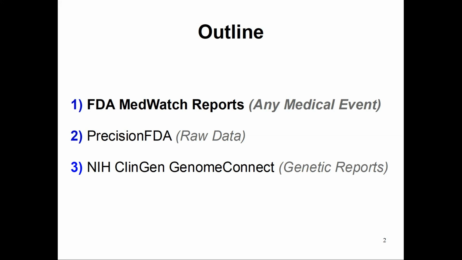The second is PrecisionFDA. This may be limited to a somewhat more limited number of individuals, but it relates to sharing large genomic data, which you might call the raw data. And the last section will actually relate to a few different things, but one thing that I'm learning about now that I think is very interesting is NIH ClinGen Genome Connect, which includes a way to upload the PDFs of your genetic reports, and I'll describe more about that at the end of the slides.